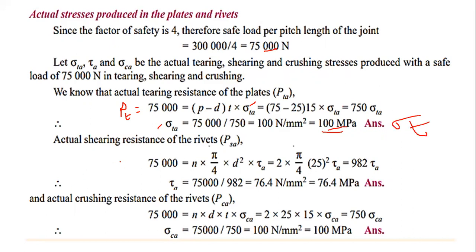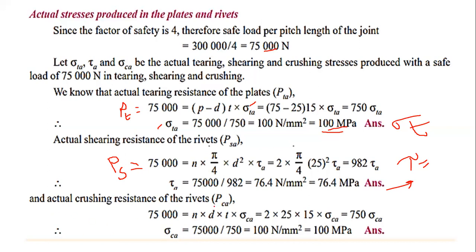In a similar way, shearing strength, PS. PS equal to number of rivets into pi by 4 D square into shear stress. Already we know that our given problem is a double riveted joint. So N equal to 2 for double riveted joint. Pi by 4 D square is the area. Tau is the shear stress. Substitute PS equals 75,000, N equal to 2, D equal 25 mm. Tau, the shear stress, equal to 75,000 divided by 982. That is equal to 76.4 megapascal, the permissible or safe shear stress.